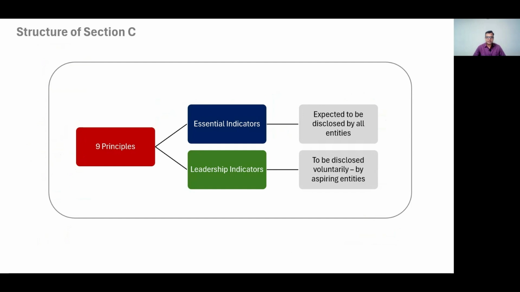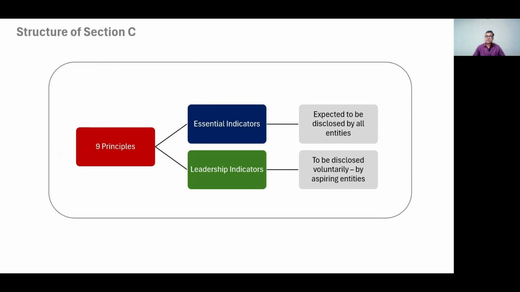Let us just revise the structure of Section C. Under Section C, companies have to make disclosures under the 9 NGRBC principles. These disclosures are of two kinds: essential indicators and leadership indicators. Essential indicators are expected to be disclosed by all the companies, and leadership indicators are voluntary in nature and may be done by aspiring entities.